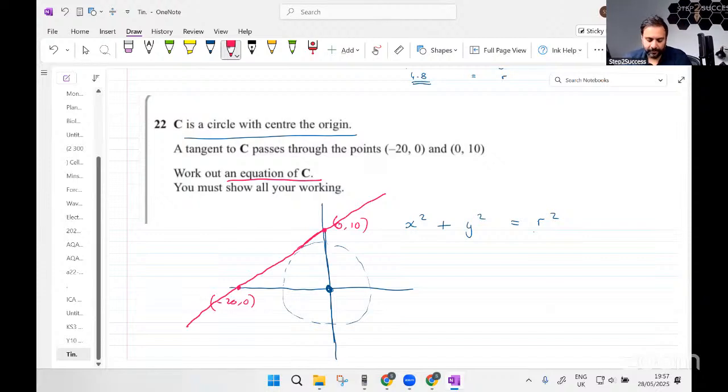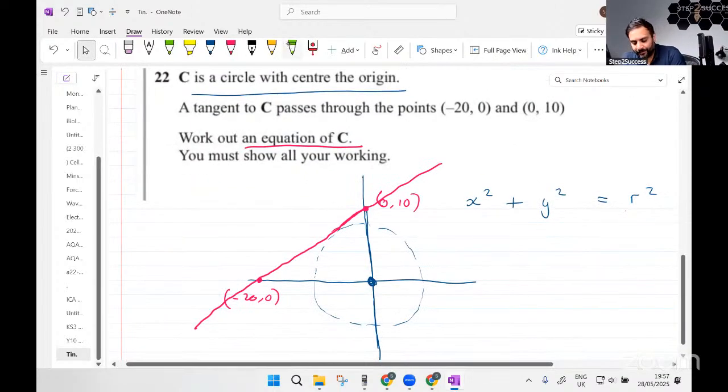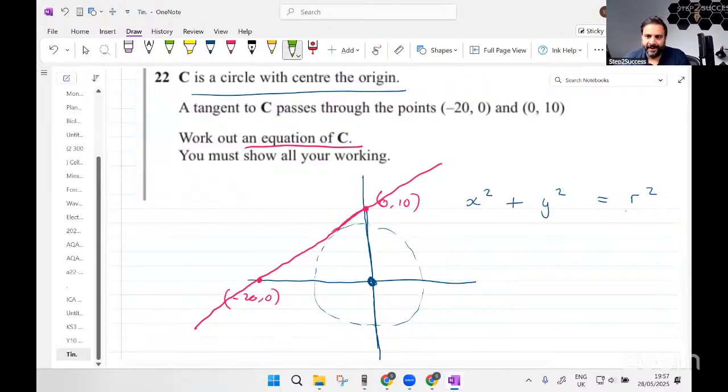Now, what I can do, and this again takes a lot of thinking, but what I'm now going to do is find the equation of this red line, which is the equation of the tangent. The equation of the tangent is a straight line, so it's going to look like this. I already know its y-intercept is 10, which is nice. I just need to find the gradient. So it goes through 0, 10, and minus 20, 0.